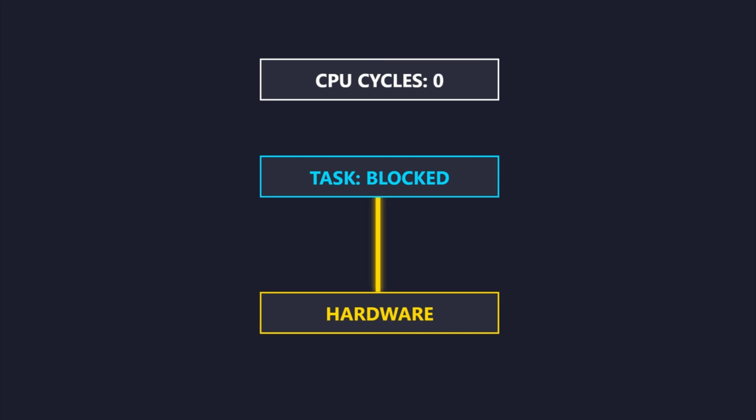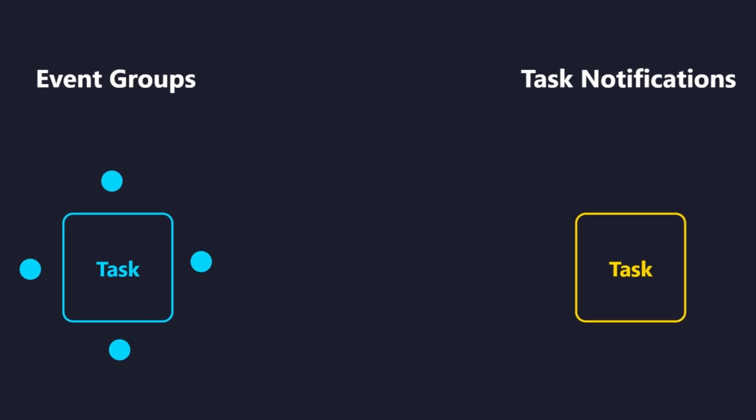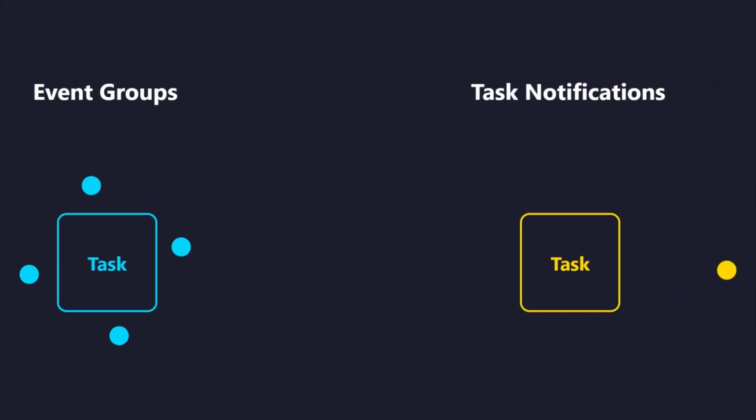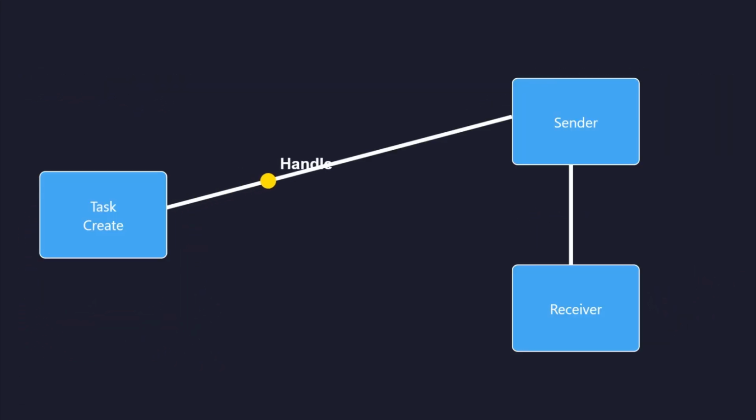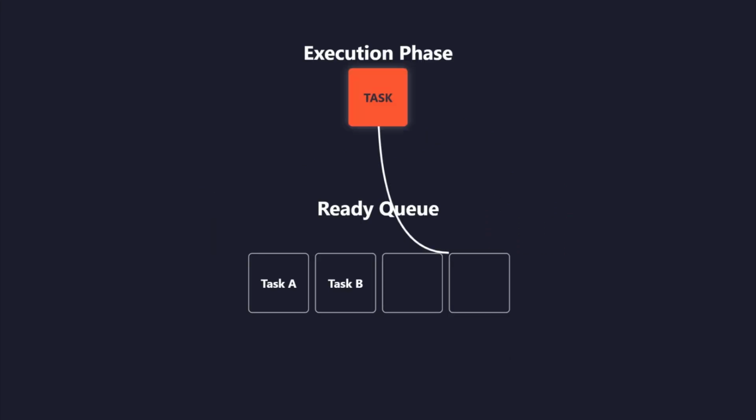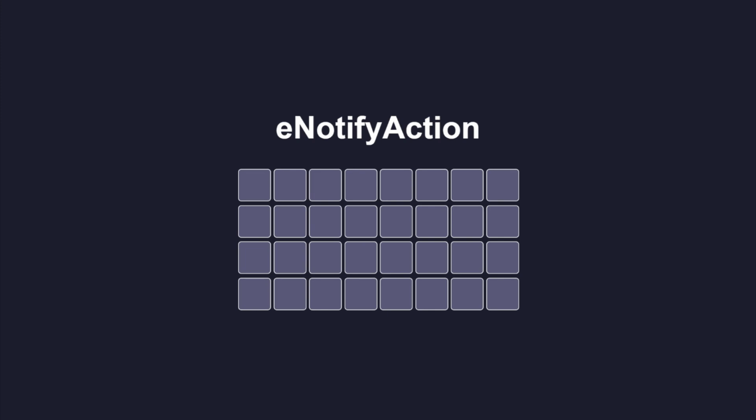This direct signal allows the task to remain in the blocked state, consuming 0 central processing unit cycles until the hardware is ready. Event groups allow waiting for multiple conditions simultaneously, but task notifications are much faster if the task only needs to wait for one source. To send a notification, the sender must have access to the task handle of the receiver, typically obtained via the task create function. A task can notify itself to defer processing to a later time, effectively placing an event at the end of the ready queue.